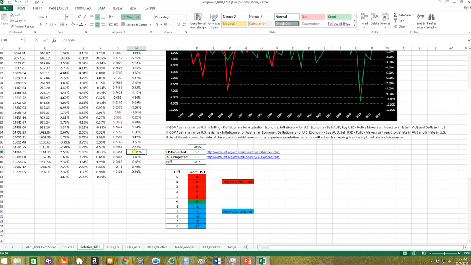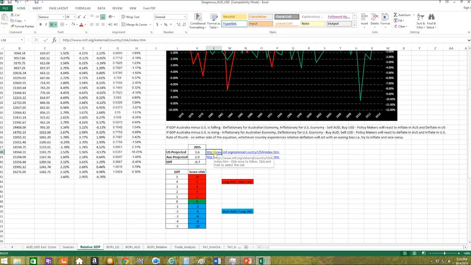And there's a small caveat here in that the projected number for the United States, 3.6%, was actually taken at the beginning of March from the IMF website, and recently it has come down. So we're looking at this historically now as if we were at the beginning of March 2015. So this is when we put all of these numbers together for you. Now, to get these projected numbers, all you have to do is go to the IMF links that we've provided.